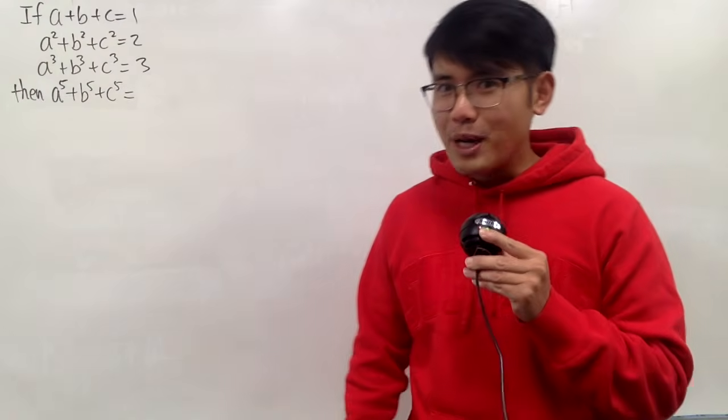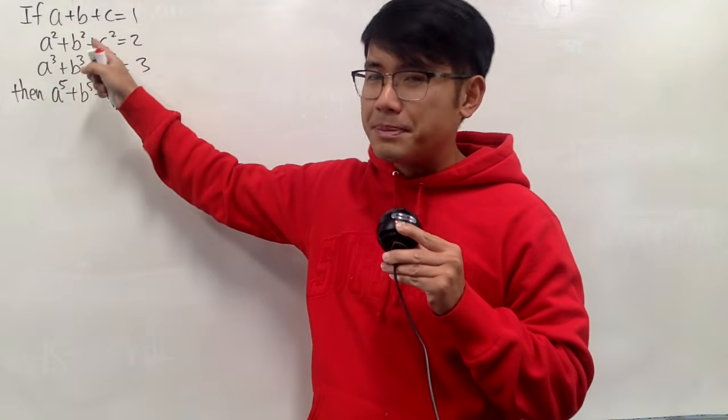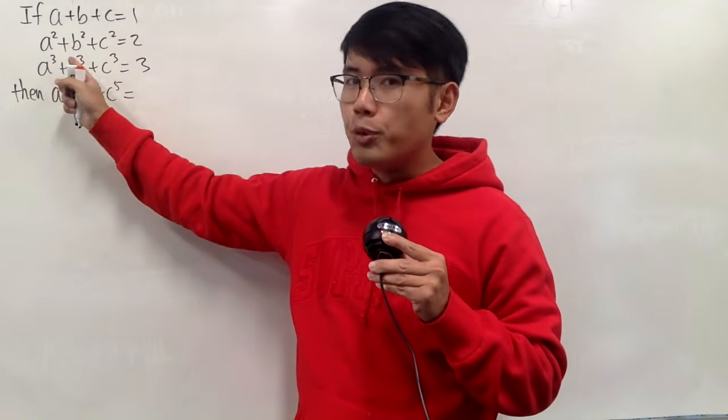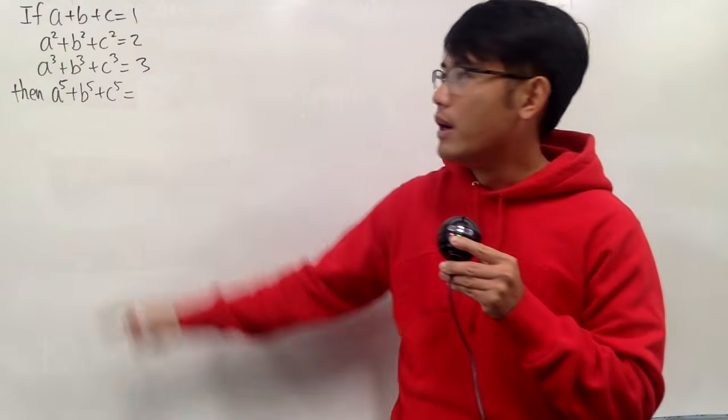Okay, let's do an extreme algebra question for fun. Here's the question. If a plus b plus c is equal to 1, and a squared plus b squared plus c squared is equal to 2, and a cubed plus b cubed plus c cubed is equal to 3, then let me ask you guys, what's the value for a?